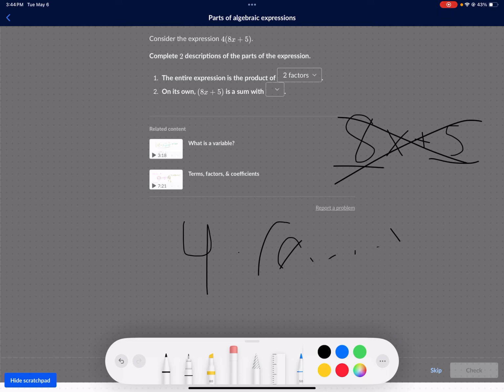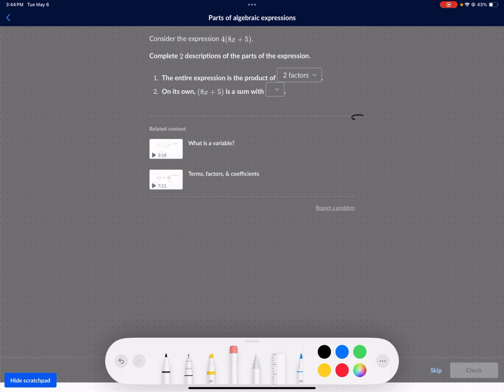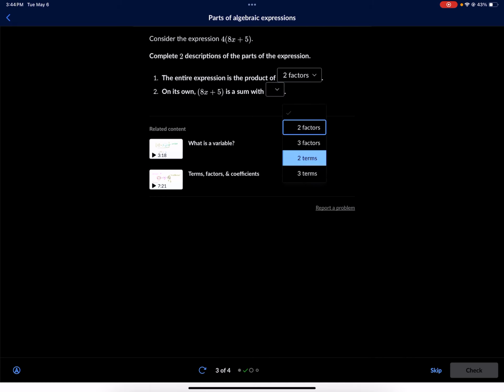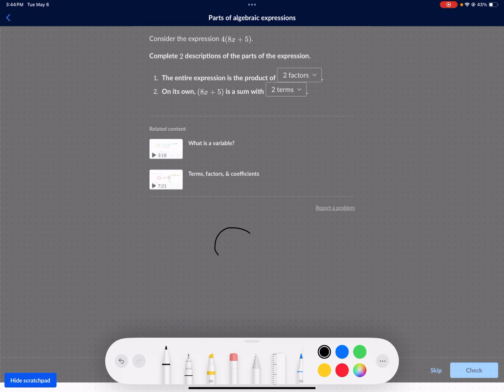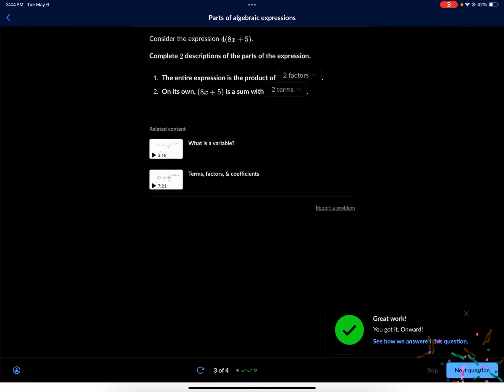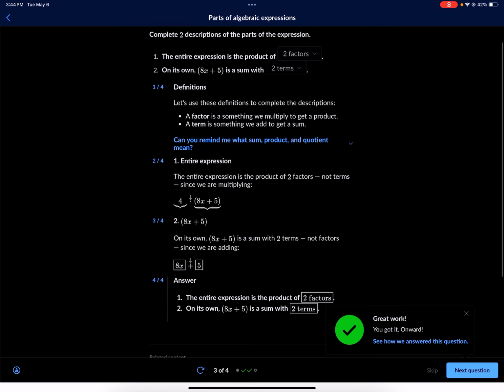It's two factors. On its own, 8x plus 5 is a sum with two terms because 8x is a term and 5 is a term. So it should be 2 factors and 2 terms. If you got that right, good job.